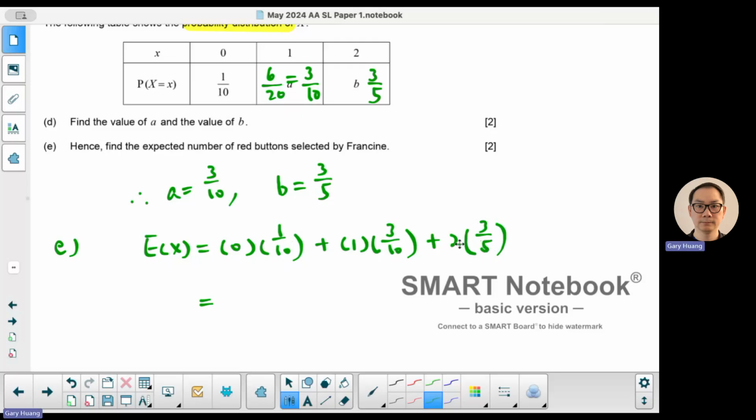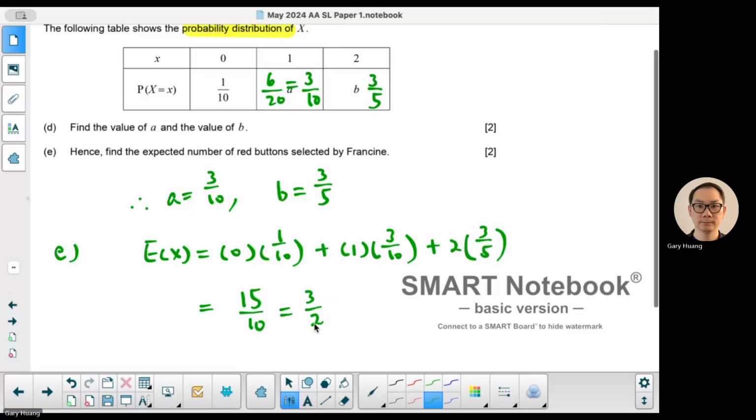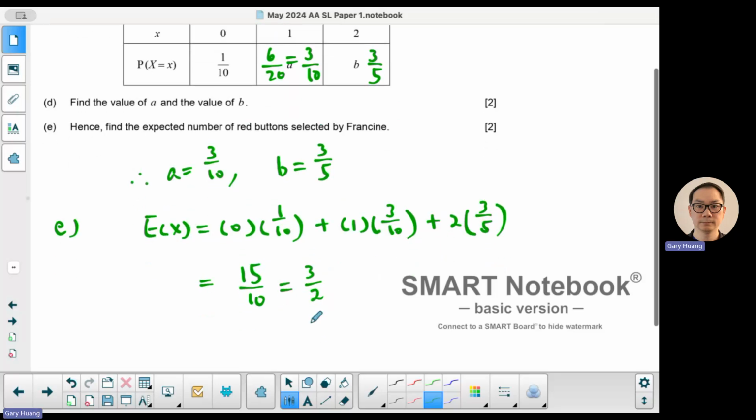6/10. No, 6/5. 2 times 6/10, so 6/5, or 12/10. So 12/10 plus 3/10 is going to be 15/10, or 3/2. So the expectation is 3/2. The expected number of red would be 1.5. That is part E.